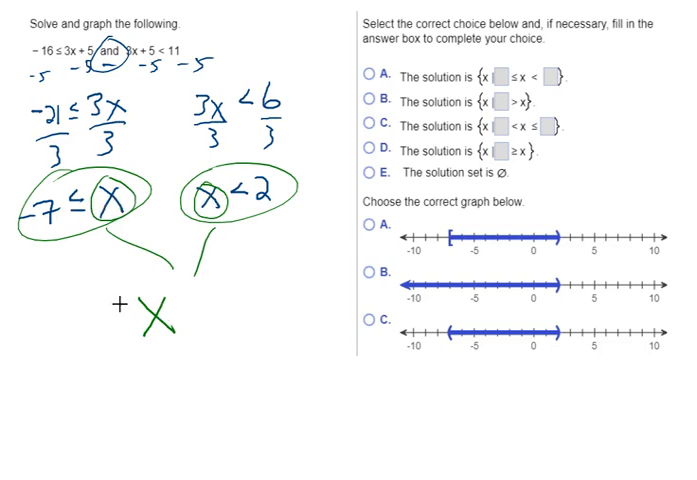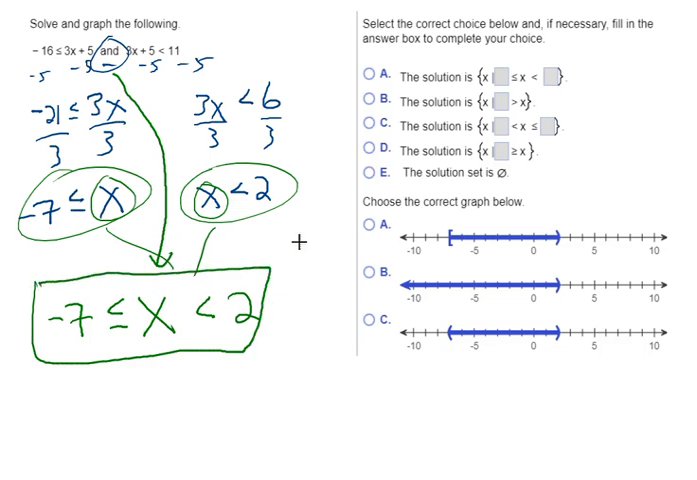And then to the left of x, we're going to have this symbol with the negative 7 on the other side. And to the right of x, we're going to have this symbol with the 2 on the other side of that. So I'm merging these two statements together into one statement, and I do that by lining the x's up together. You can only do that when it's an and. If it's not an and, you cannot write it like this. Right, so this is what we end up getting.